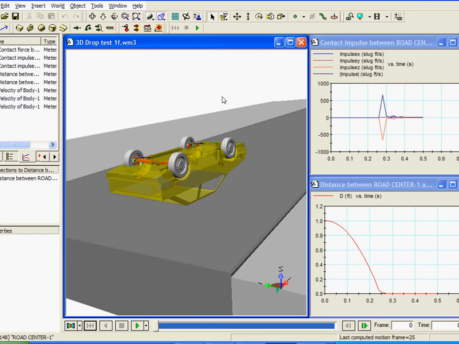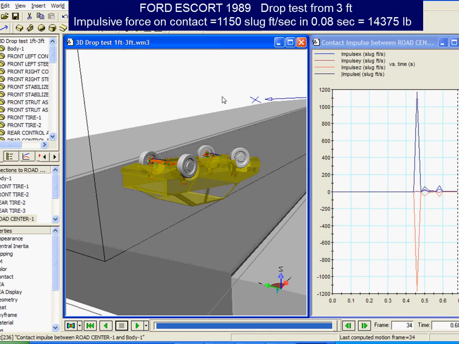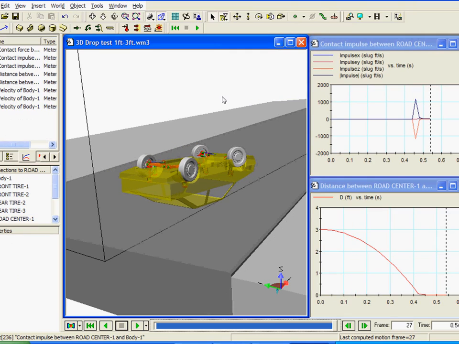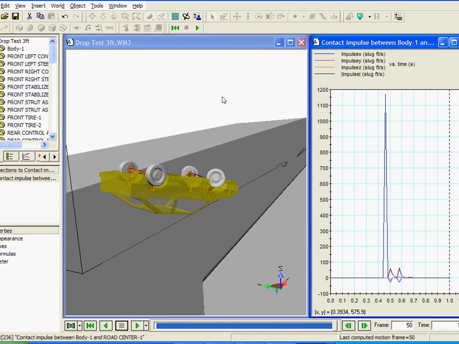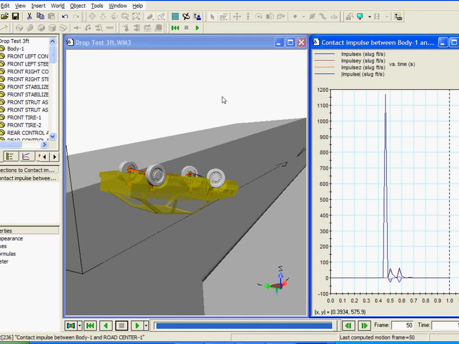And then you have this in here, drop from 1 foot, to look at the different values. If you drop it from 3 feet, the force jumps to 14,370. And these are, of course, the different tests that were done at different angles or different drop tests. But this is something you can do also for your vehicles.